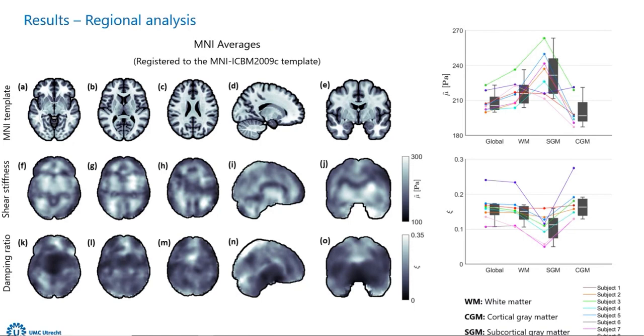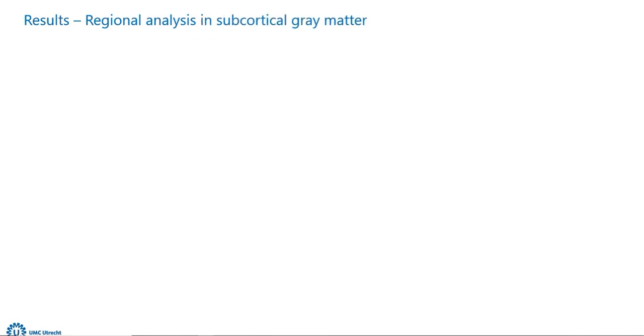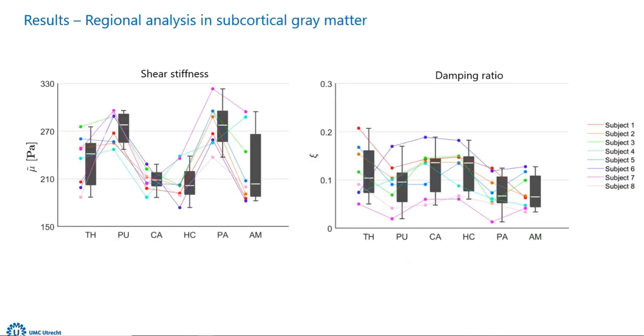But if we zoom in a little bit, with each of these regions we have multiple subregions. So if we take a look at the subcortical gray matter, we get something that looks like this.